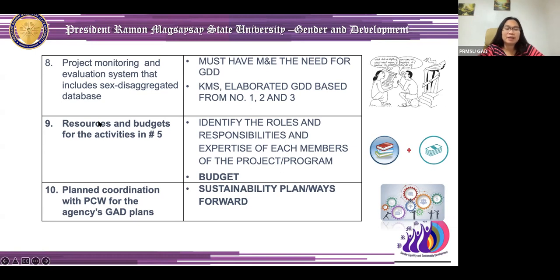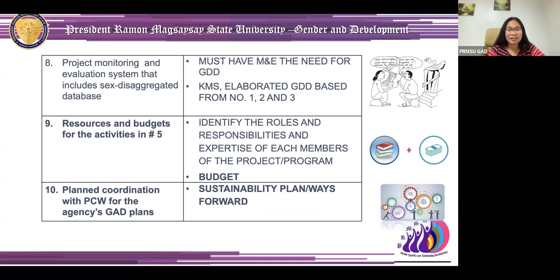And the resources and budgets for the activities. Let's identify the roles and responsibilities. So sino naman yung mga magko-control over the following resources? Sino yung mga responsibilities sa pag-conduct ng activities na ito? And then of course po, pwede tayo daw, ayan, plan coordination with PCW.